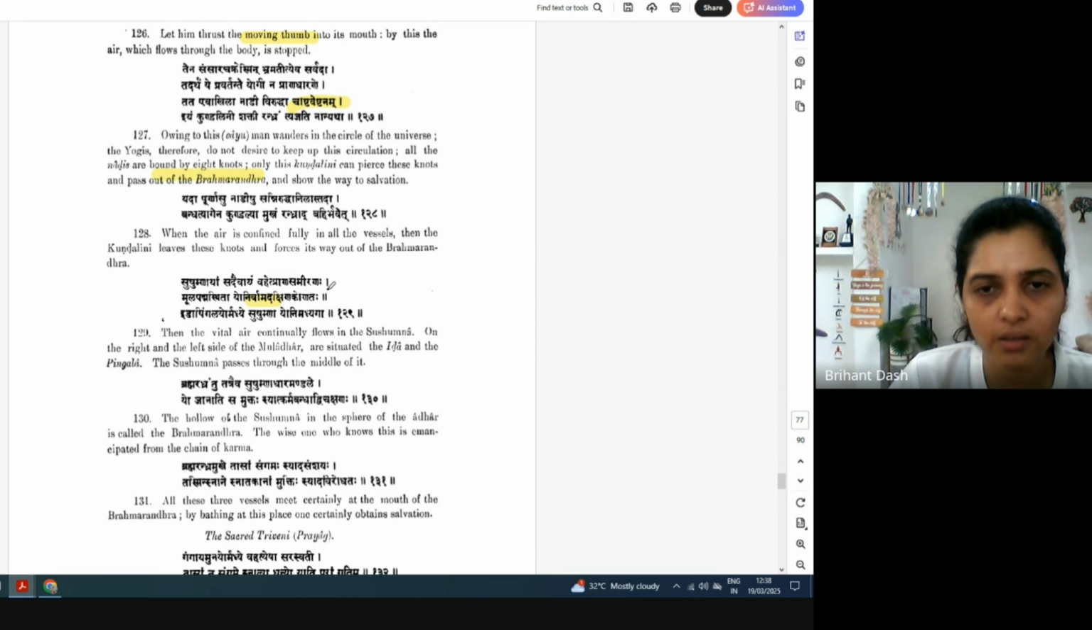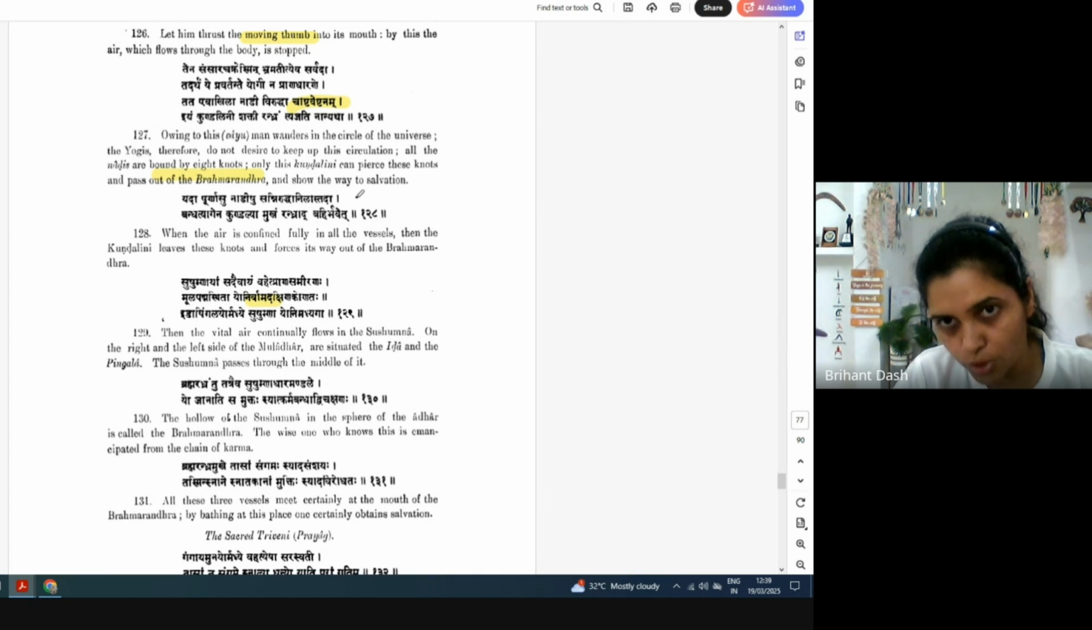Shushmana Sadevya. Okay, when the Vayu enters your Shushmana, Mool Padmasthita Yoni, then the vital air continuously flows in Shushmana. On the right and the left side of the Mooladhar are situated Ida and Pingla respectively. As we know, Ida and Pingla are situated along both sides of the Mooladhar. The Sushmana passes from between, as we know. Then the hollow of the Sushmana and the sphere of Adhar is called Brahmarandra.